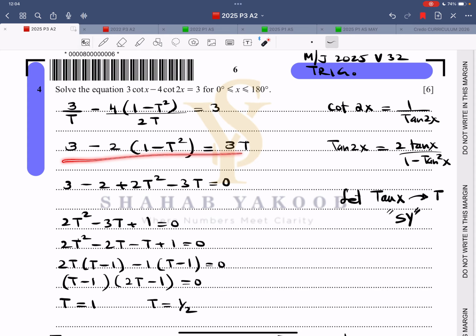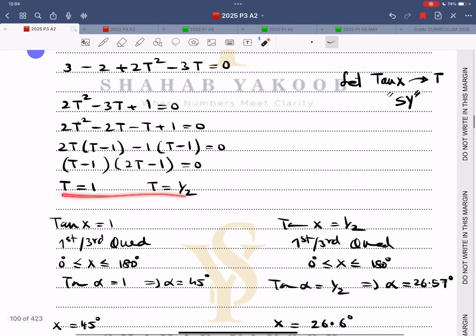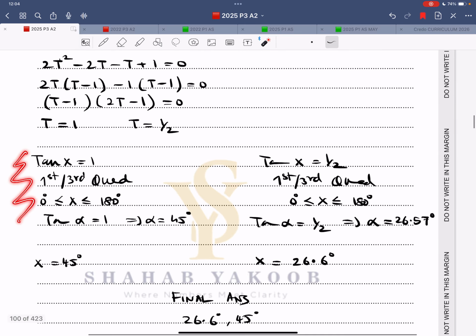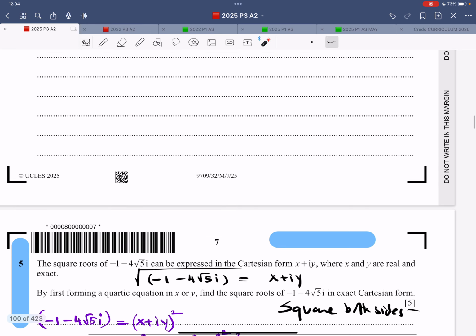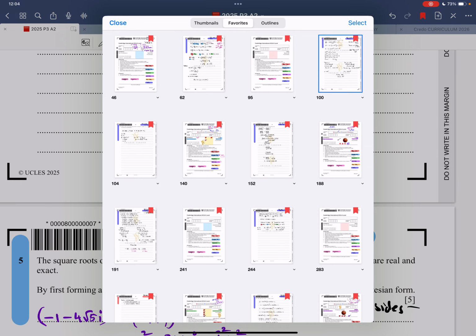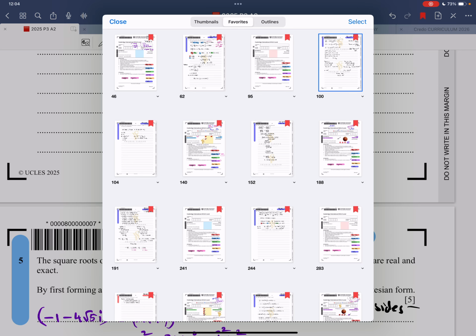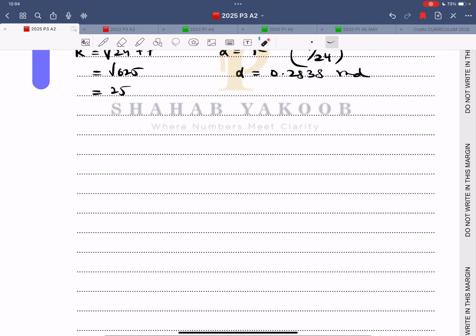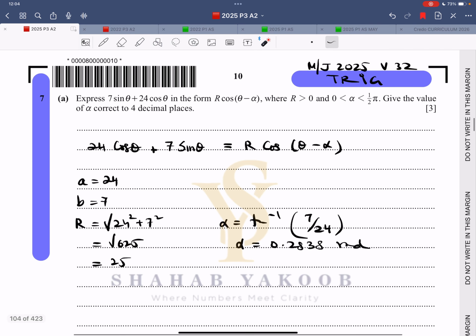The rest of the working is simplification, middle term factorization, solving using the P1 method, taking care of the quadrants, taking care of the basic angle, and that is the final answer. Now this thing is done. Let me move to the next one. I think there is another question in the same paper. Yes, there is.